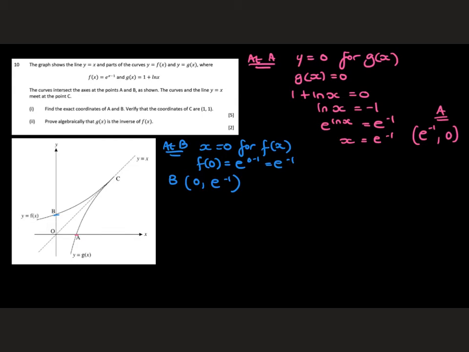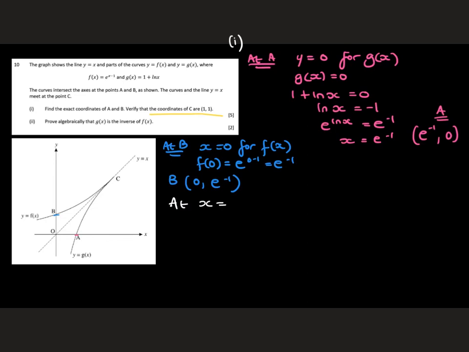Now, there's another part to this. Verify that the coordinates of C are 1, 1. So we could try and solve an equation by equating f of x and g of x, but you will find that's a very difficult, if not impossible, equation to actually solve. So a better way of doing this is to investigate each function separately.